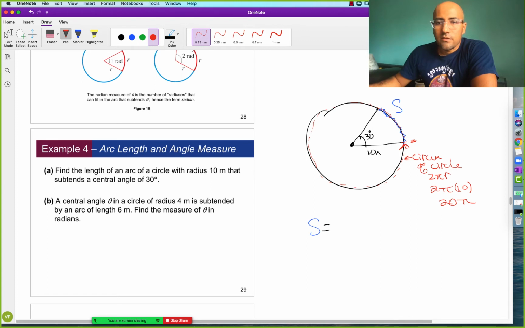Good? Okay, so now s is a portion of that. It's a ratio of that. Like, if it was 90 degrees, it would be 1/4 of that. If s went all the way over here, it would be half of that. But it is 30 degrees out of 360 of that. So what we want to say is that s is equal to 30 divided by 360 times the circumference of the circle.